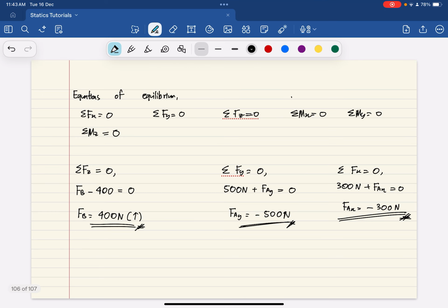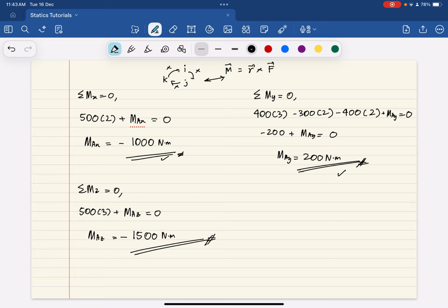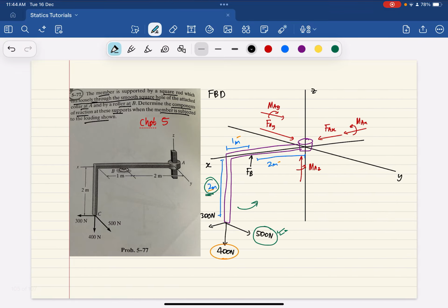That's how we have found out the 6 unknown support reactions: FB, FAY, FAX, MAX, MAY, and MAZ. So yeah, that's about it for the simulation. I hope you guys could actually understand how to deal and tackle problems like this, and how to solve it within a given time.